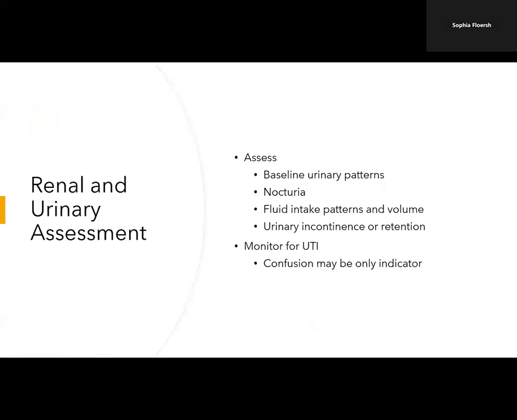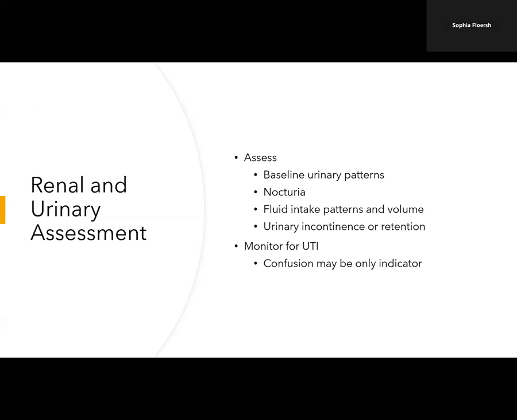I kind of jumped on this, but renal and urinary assessment, baseline urinary patterns. You just want to know what they usually pee. Like if they're consistently putting out a certain amount of urine every single day, then all of a sudden they drop down or they're having more, you want to assess for that.